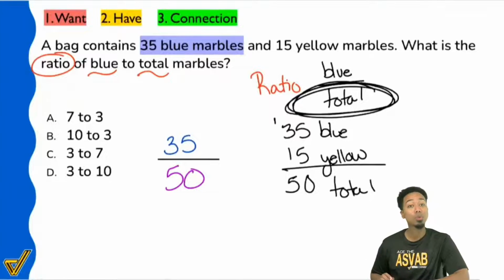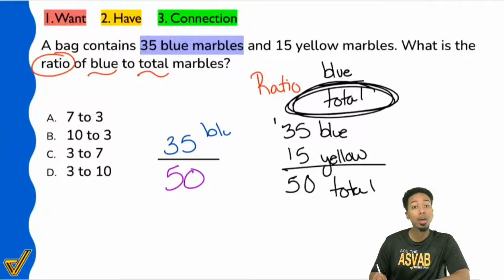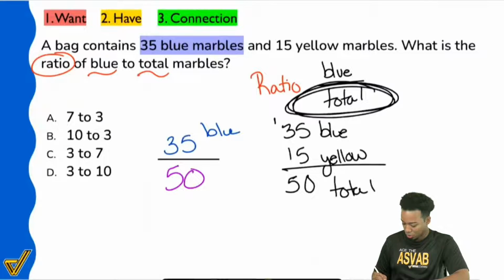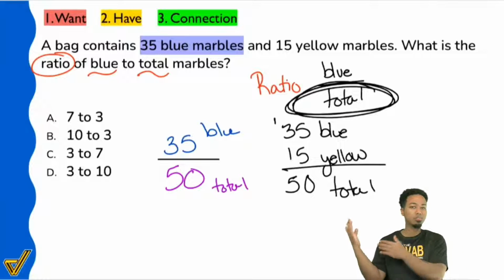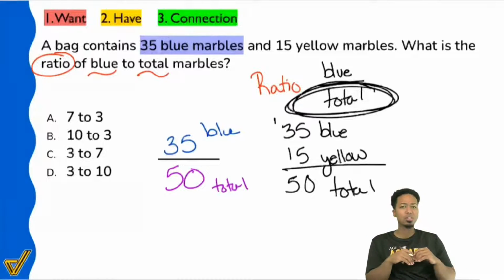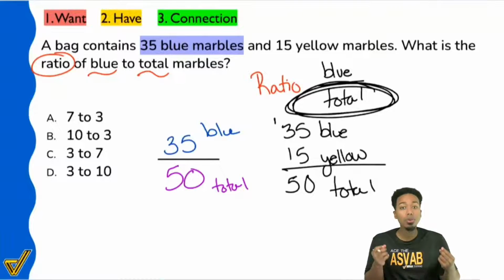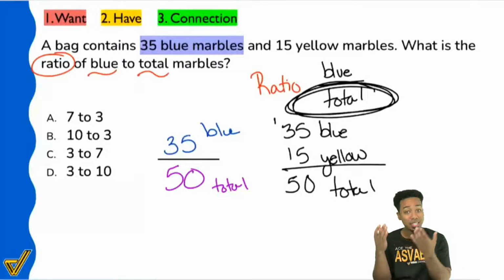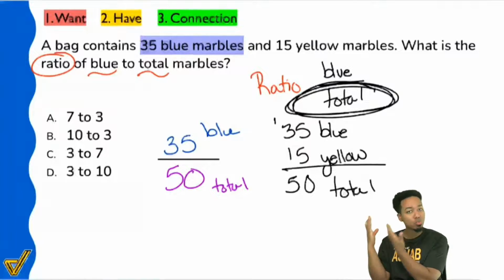Again, because what we're representing is going to be blue right here. And then on the bottom, it's going to represent the total. So before we go about simplifying this, because it's a pretty simple simplification, does that make sense, my party people? Again, with ratios, if we're writing a ratio, the order matters, and we have to make sure that we're representing what we're being asked to represent.